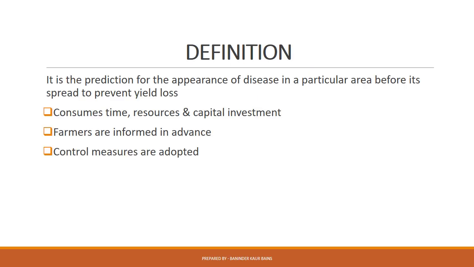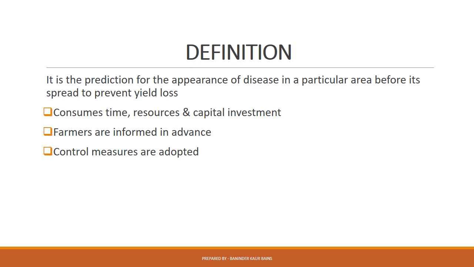So first of all, the definition. It is prediction of the appearance of disease in a particular area before its spread, to prevent yield loss. For example, sometimes farmers can request the authorities for a forecast about a certain disease, or in some cases scientists or universities working on crops or other authorities can do a forecast for a particular disease which appears again and again in a specific crop.